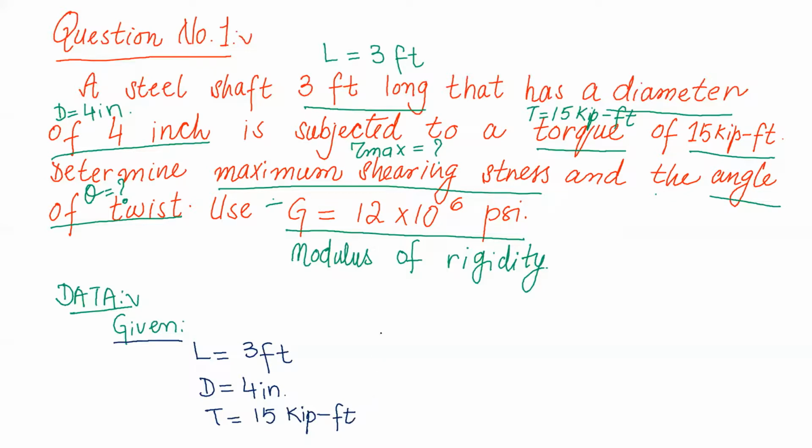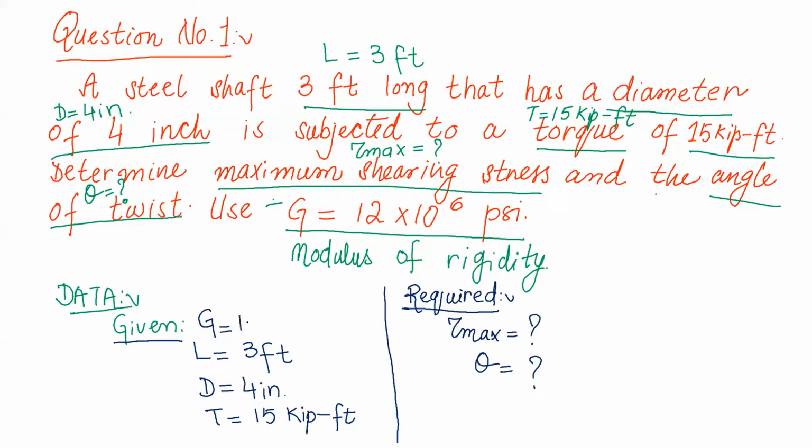Okay, done. And now what we are going to do? Required. So what are the things required? Tau maximum, question mark, angle of twist theta. But one thing I have left over there, that is G. So I am writing here G, modulus of rigidity, also given to us, that is 12 into 10 to the power 6 psi.